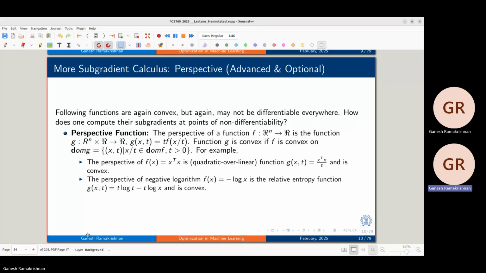So some of this is a little advanced and optional. I'm going to run through all of this. Okay. So perspective functions. Again, this is a special case. So we have considered 3 cases so far. Third was proximal. But we'll see proximal again. So don't worry about it. The fourth is perspective.